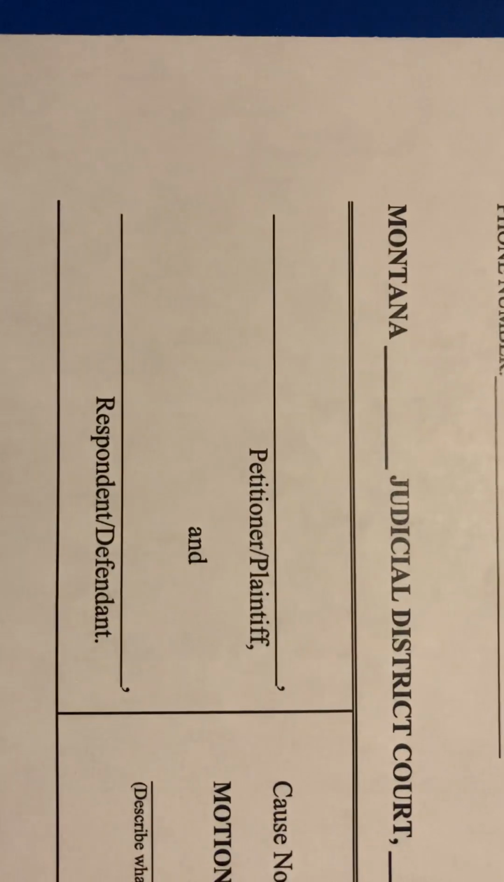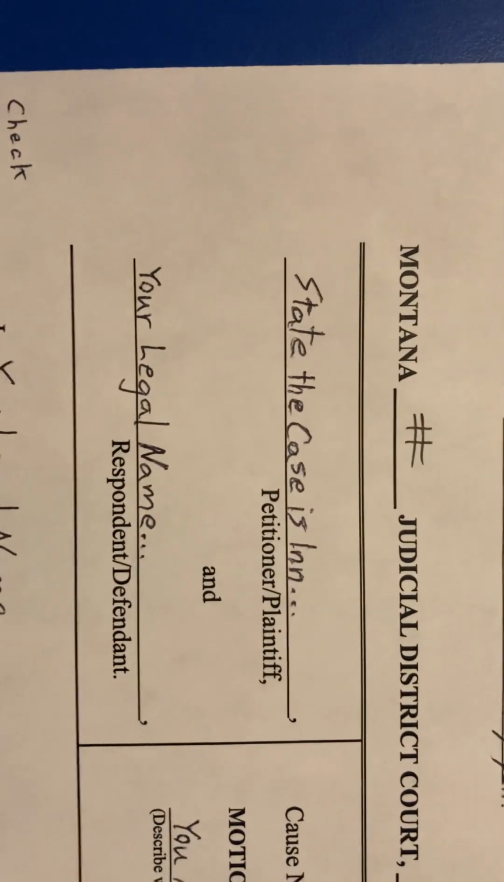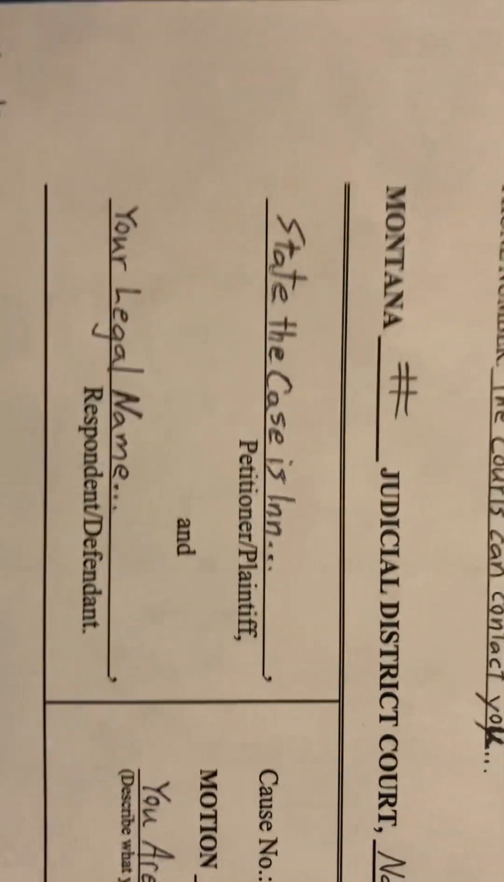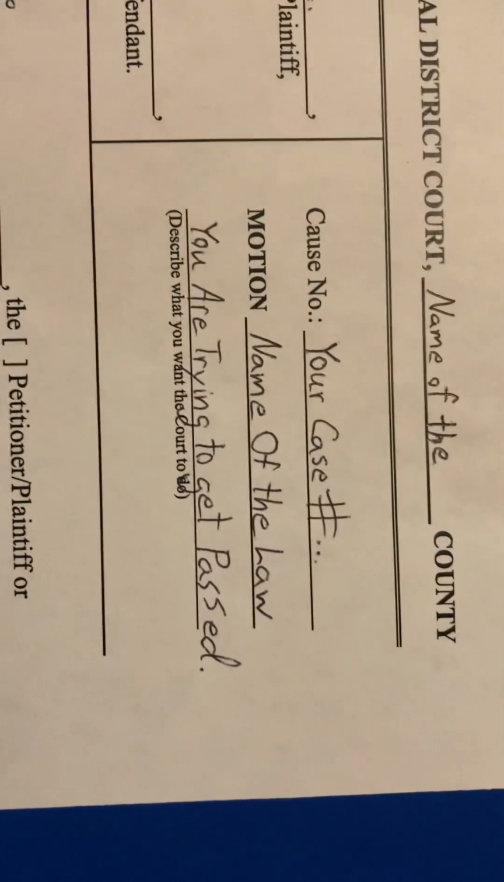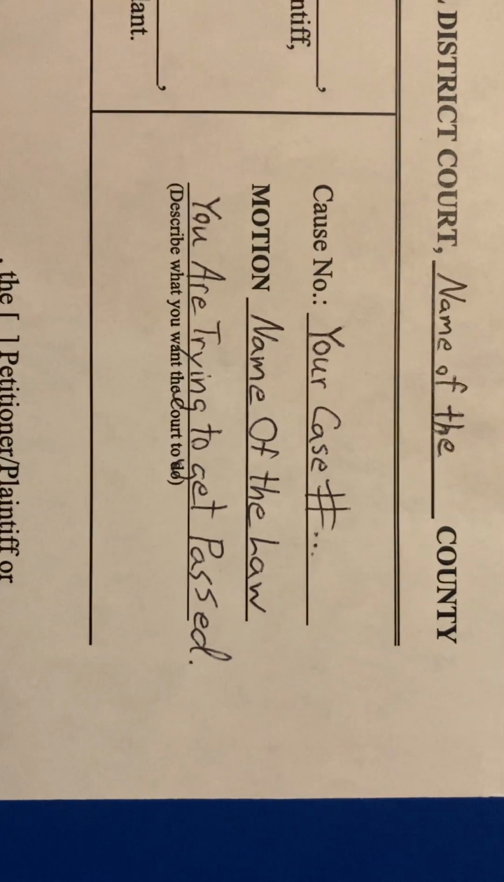It's pretty simple. You go right here, you've got the plaintiff versus the defendant. The plaintiff is always going to be the state that your case is in, and then against your legal name right there. And then you've got a cause and a motion. Now that is pretty much the cause number for your case and a motion, the name of the law you are trying to get passed. Simple. Trust me, I got you.